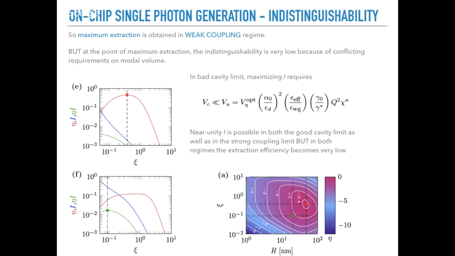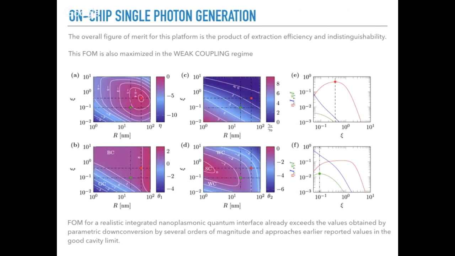So you can get high extraction efficiency or high indistinguishability, but in order to optimize the two, then basically it would mean that you have to make this factor closer to one, so the modal volumes to optimize each of the two are closer to each other. But basically getting this factor closer to one means that your dephasing rate has to become smaller, which means you would have to go to lower temperatures. So in which case, you might as well go to a dielectric system.